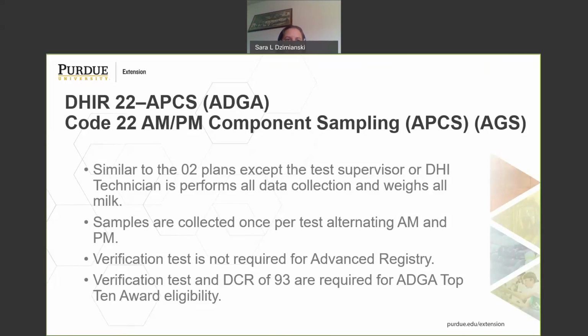So in this case, the test supervisor would be performing all the data collection, weighing all the milk at both milkings, but they're only collecting one sample per test, alternating AM and PM.